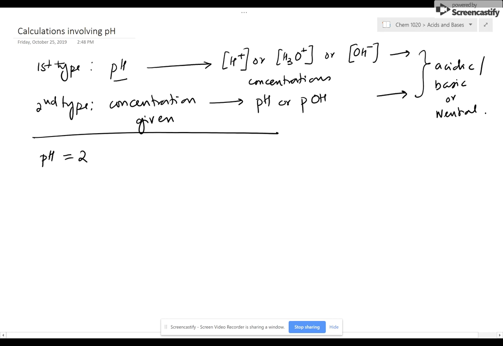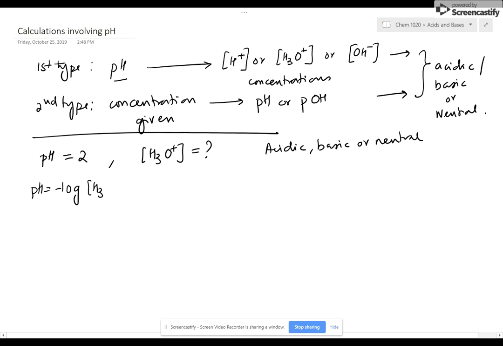2, and the question says, what's the H3O+ concentration, and then is the solution acidic, basic, or neutral? And very simply, all you got to do out here is remember that pH is equal to negative log of the H3O+ ion concentration.